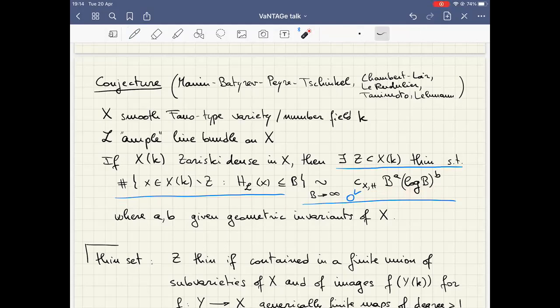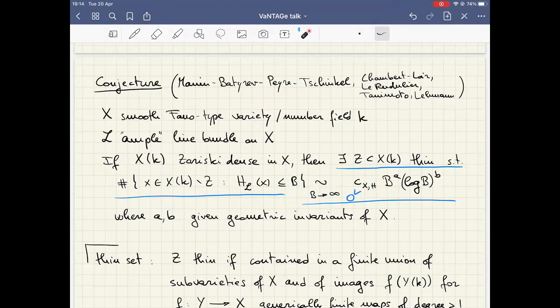And these two powers, these two exponents, A and B, are given by geometric invariants of X. So they are very explicit and computable. If you give me X, I can compute who these two numbers are. The constant also has a very precise and explicit description. The first, but also I would say the main descriptions about the constant are due to Peyre. And this was done a few years after the conjecture was first stated.